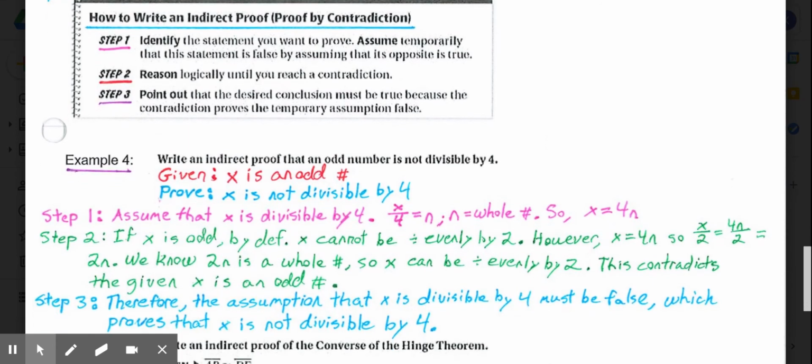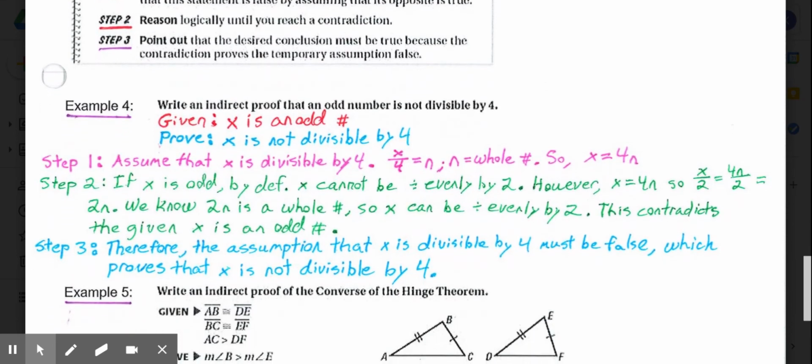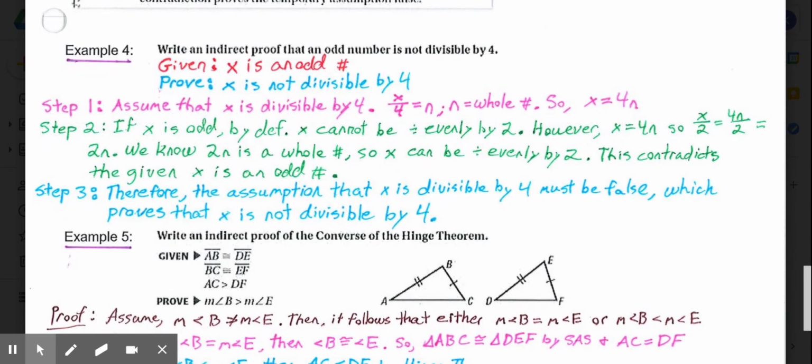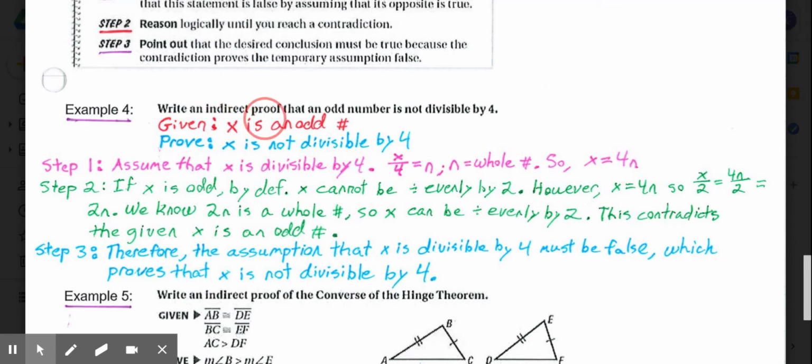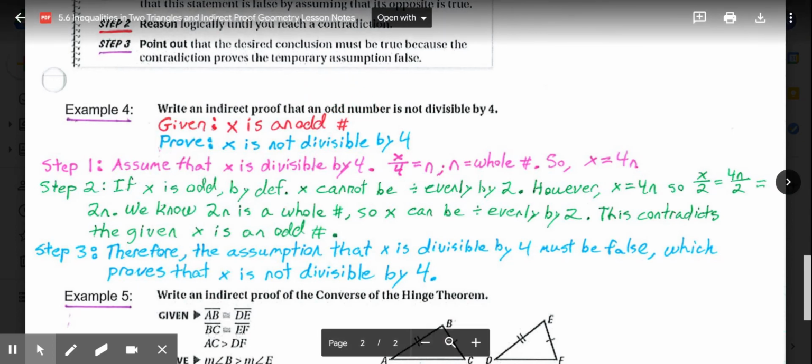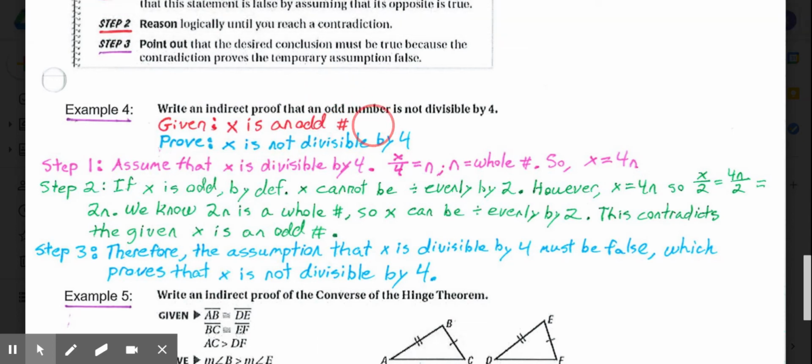So let's go through a few examples. Example 4 here asks us to write an indirect proof that an odd number is not divisible by 4. So if we're thinking about this, our given info would be that x is an odd number. We're dealing with an odd number. We're trying to prove that x, the odd number, is not divisible by 4.